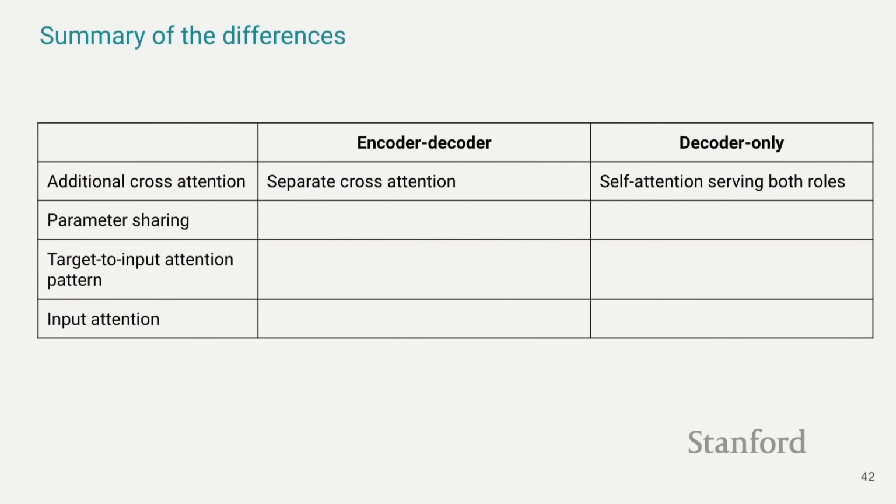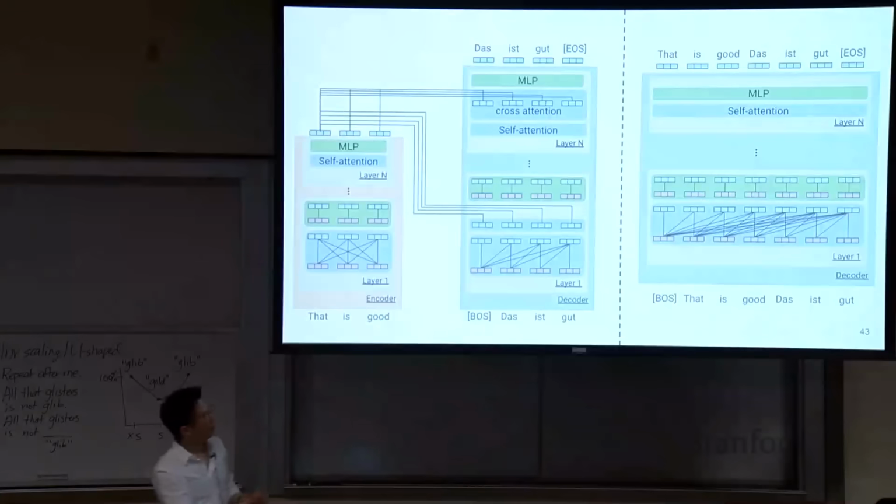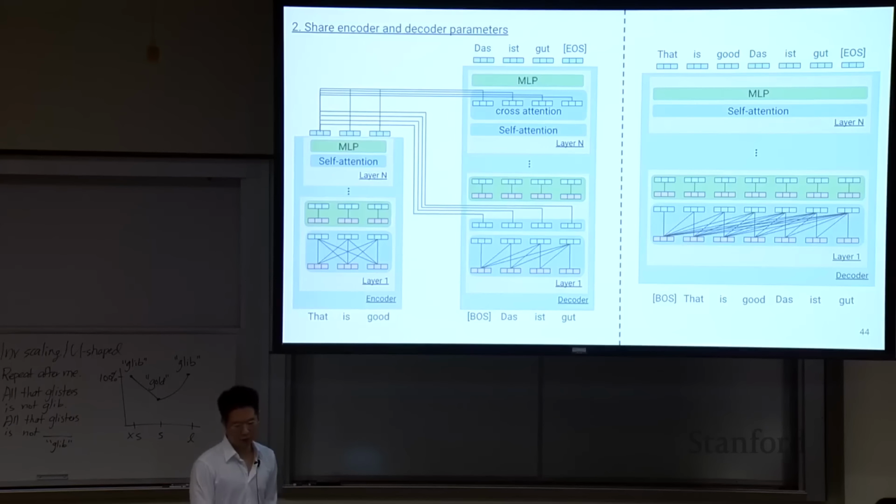Second difference is the parameter sharing. So what that means is that between the input and the target, encoder-decoder architecture uses separate parameters. And decoder only has a single stack, so it uses shared parameters. So if we want to make the left close to right, we want to share the encoder parameters. So let's do that. I just color this. So now they share the parameters.